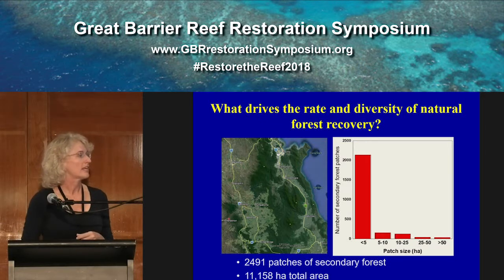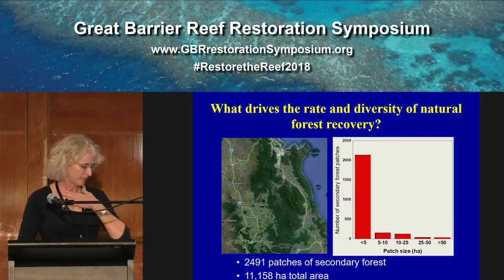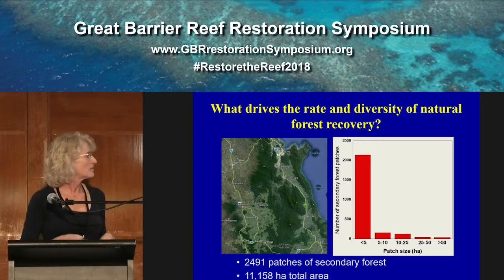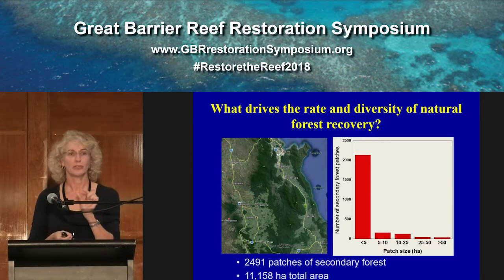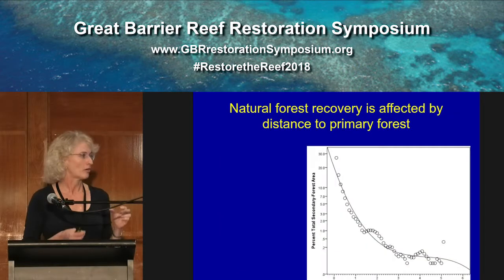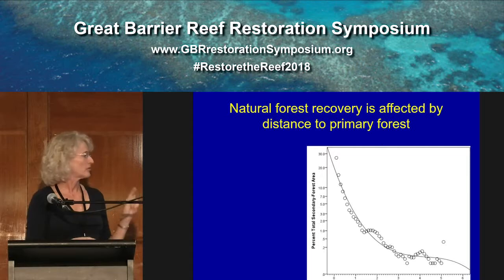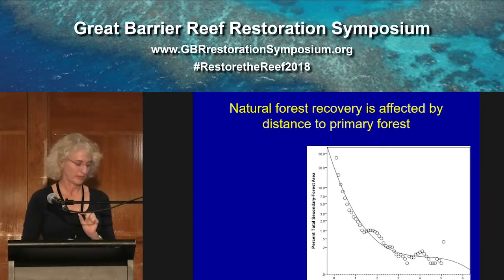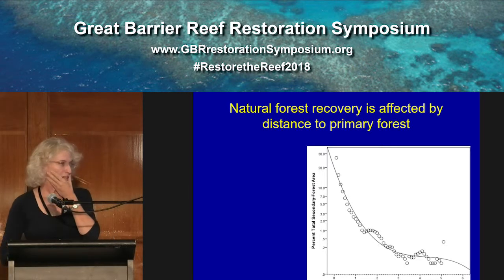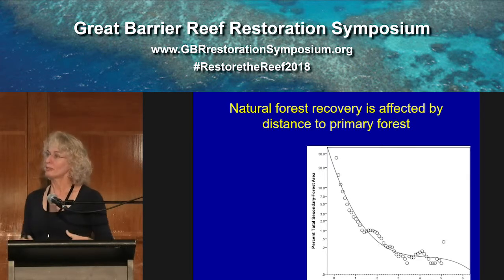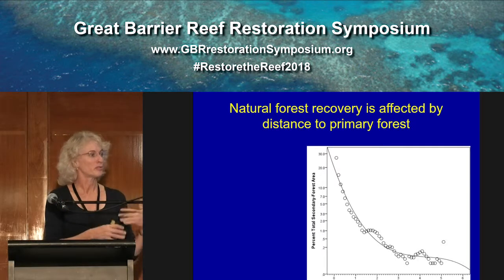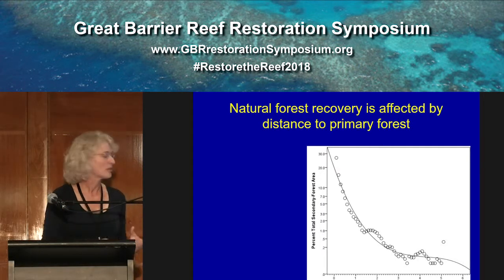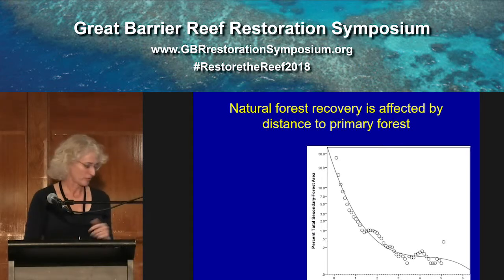It covers 11,000 hectares in total, and about 86% of those patches are very small, but they only account for a very small area. Only about a fifth of the total area of forest is accounted for by very small patches. So the whole idea of island biogeography theory, which I'm sure is applied in reefs, like the distance between reefs is really important for dispersal of species among reefs, well, we find the same thing with tropical forests, of course.